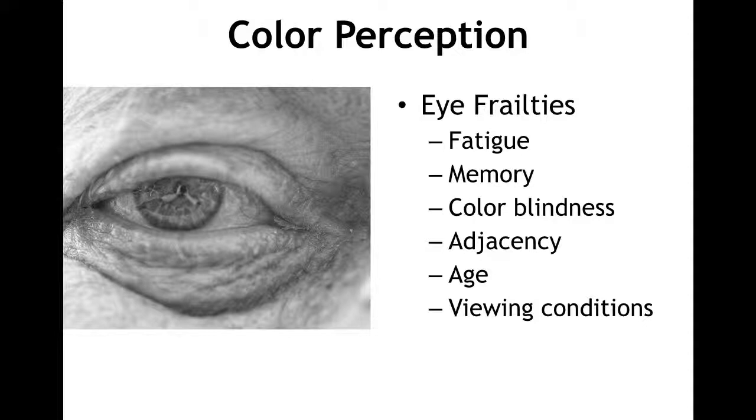Adjacency, we've already shown you that was why the A and the B did not look the same. It's because of the colors that were around the colors we were looking at. Age, I turned 50 this year, and I can guarantee you I don't see yellow as well as I used to see yellow. Just for some reason, women seem to see yellow well all their life, but for men, when our eyes age, we don't see yellow as well.